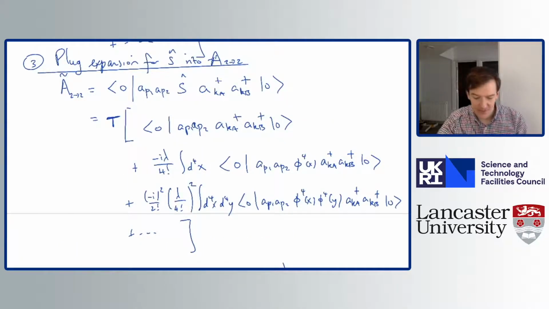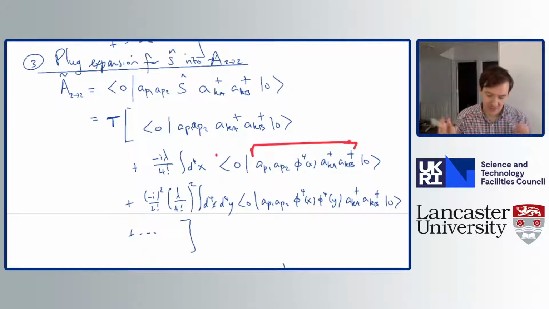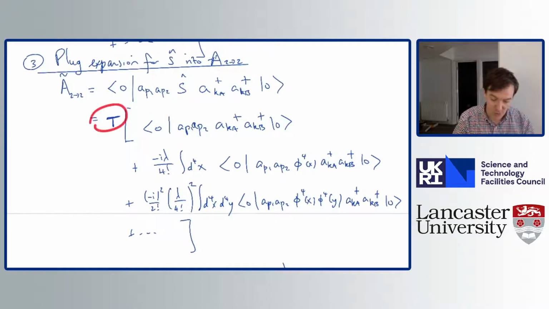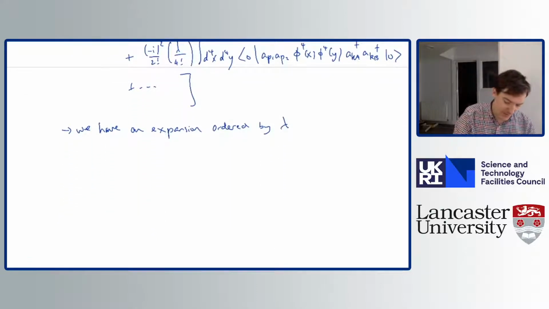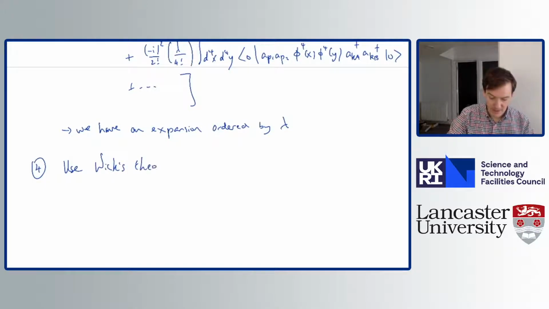So you can see that in general we have lots of expressions here with operators sandwiched between the vacuum state. And moreover, we have this time ordering that will come to the front of every expression. So in step 4, we want to simplify these time-ordered expressions between vacuum states. We're going to do that by using a special theorem called Wick's theorem. We're going to see that Wick's theorem is going to allow us, if we use it correctly, to simplify this expression above.